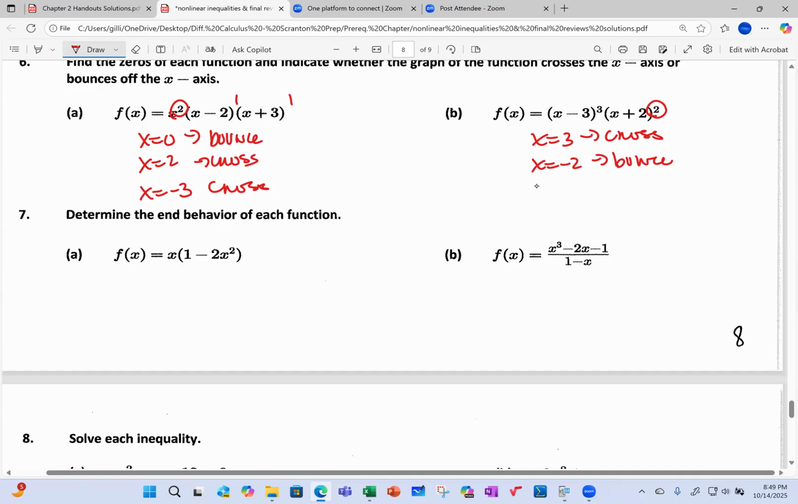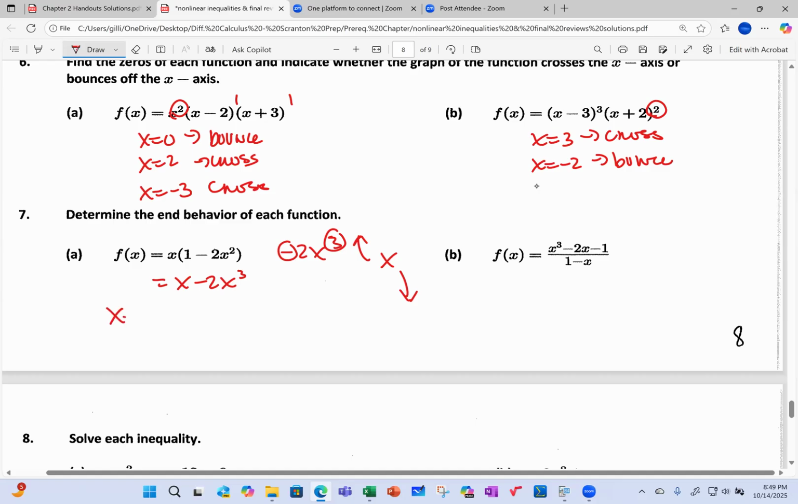Now to determine the end behavior. In order to determine the end behavior in number 7a, you need to distribute so you can recognize the highest exponent. And that term is -2x cubed. It's an odd degree, and the leading coefficient is negative, so that's the end behavior.